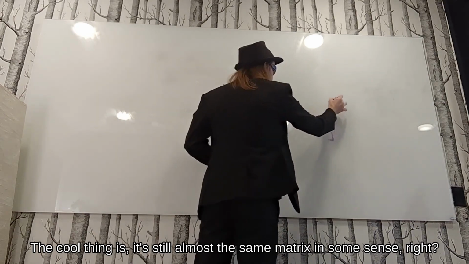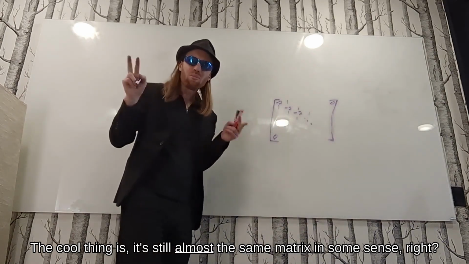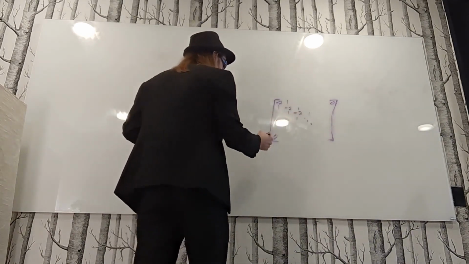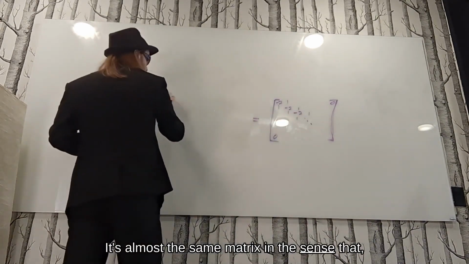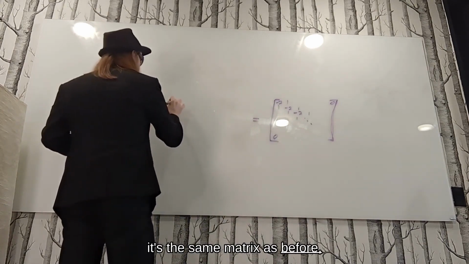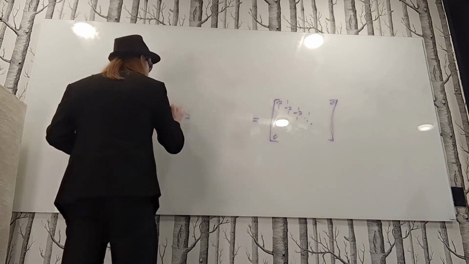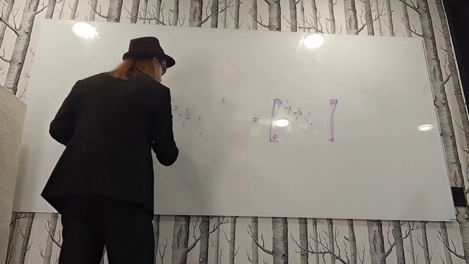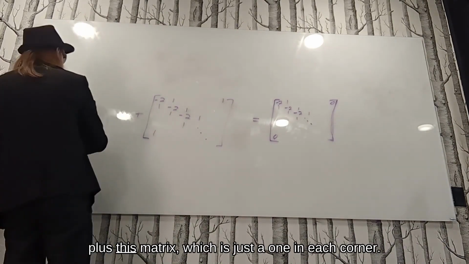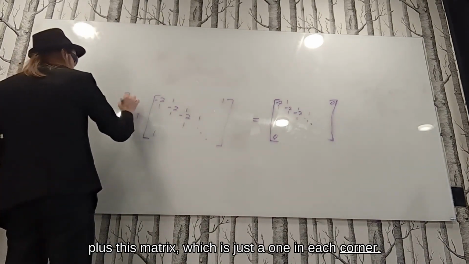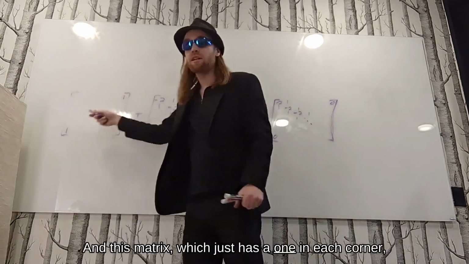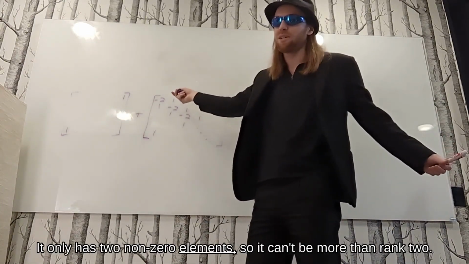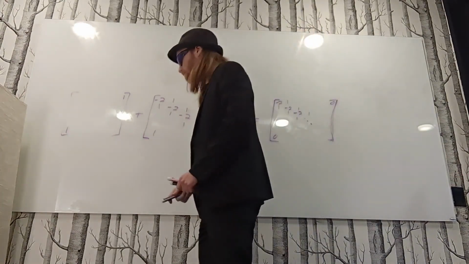And the cool thing is, it's still almost the same matrix in some sense, right? Well, in what sense is it almost the same matrix? It's the same matrix as before, minus 2 on the diagonal, 1 below the diagonal, 1 above the diagonal, 1 in each corner, plus this matrix which is just a 1 in each corner. And this matrix which just has a 1 in each corner is low rank. It's rank 2. It only has 2 non-zero elements, so it can't be more than rank 2.